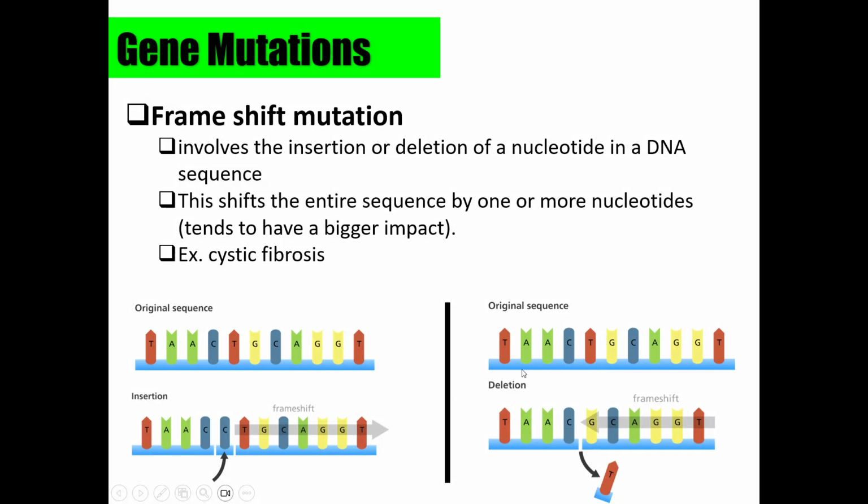You can also have a deletion example. So here we can see we're supposed to have T, A, A, C, T, G, but in a deletion, the thymine is completely wiped out. And so again, this causes the entire nucleotide sequence to shift over, and that could create the wrong amino acids.